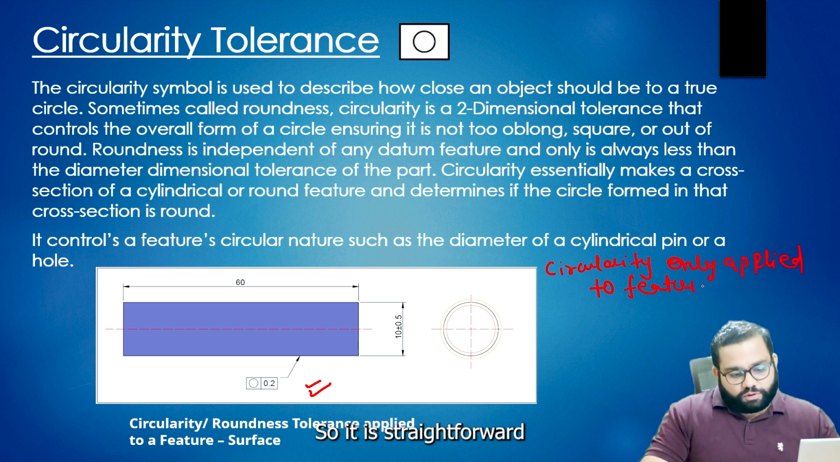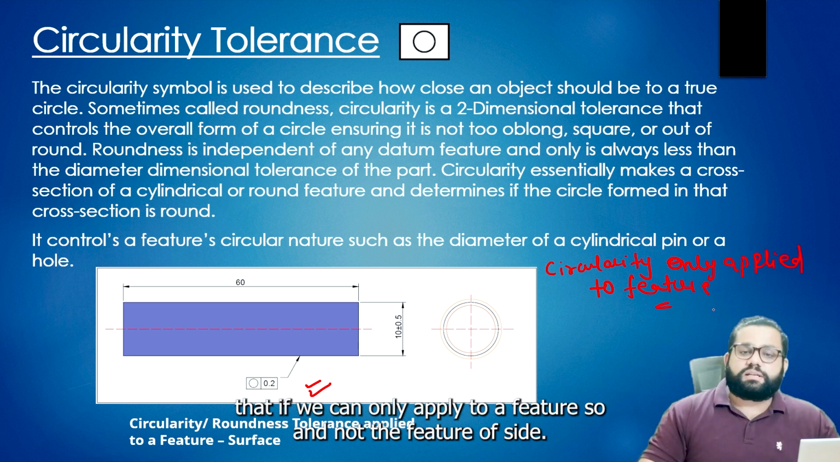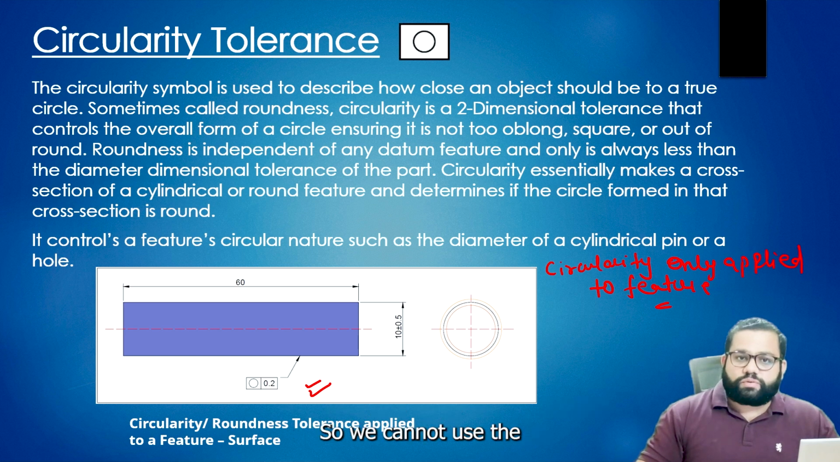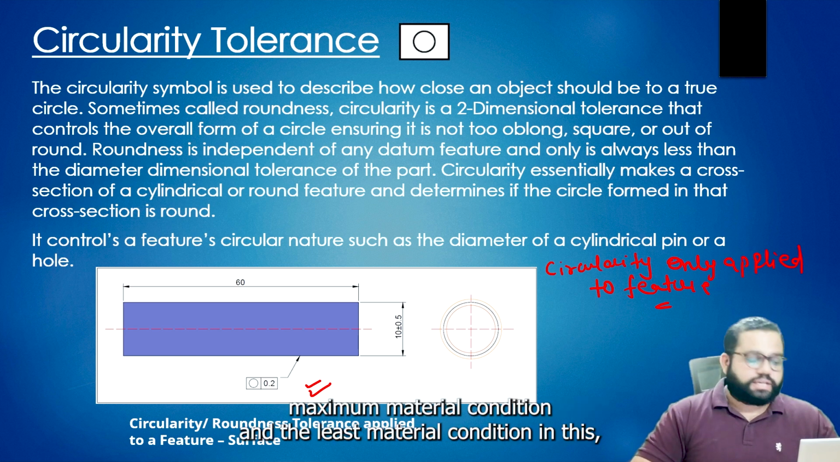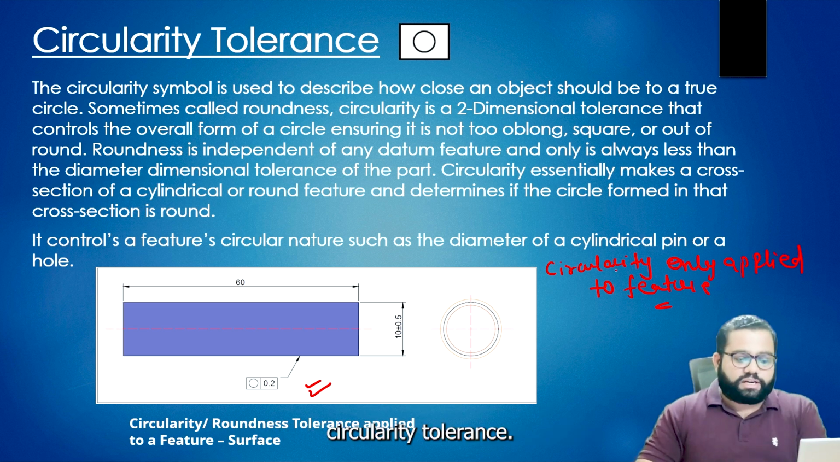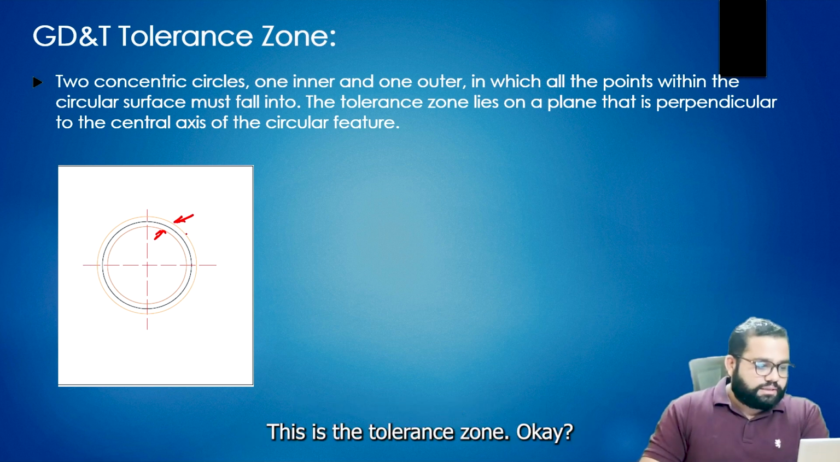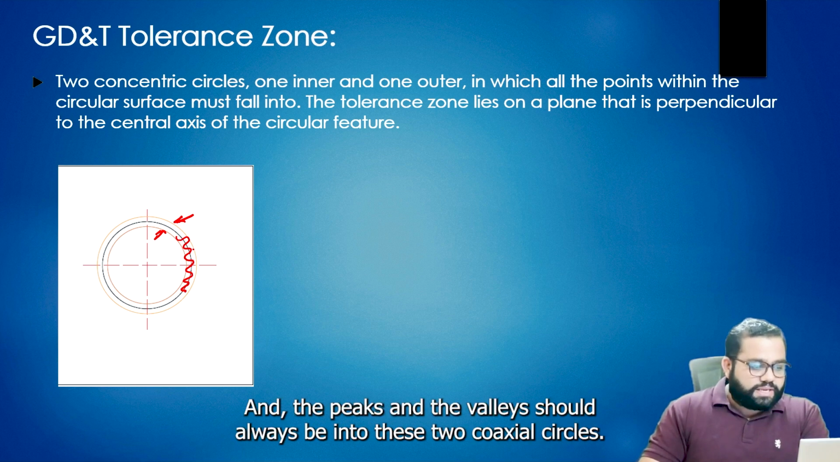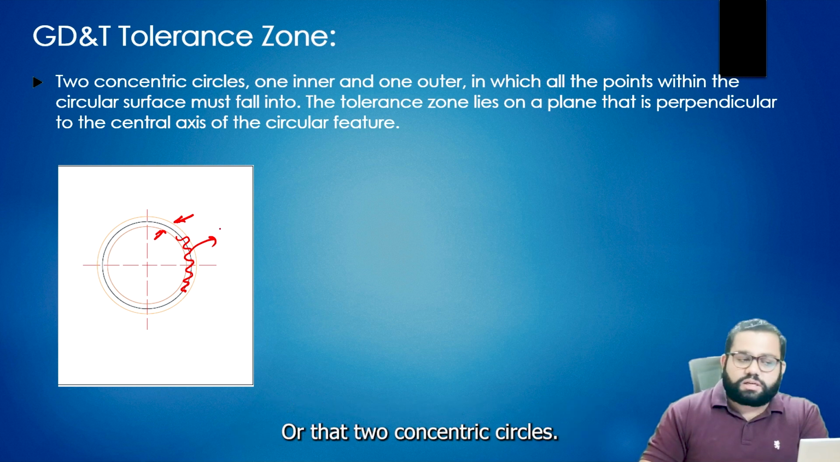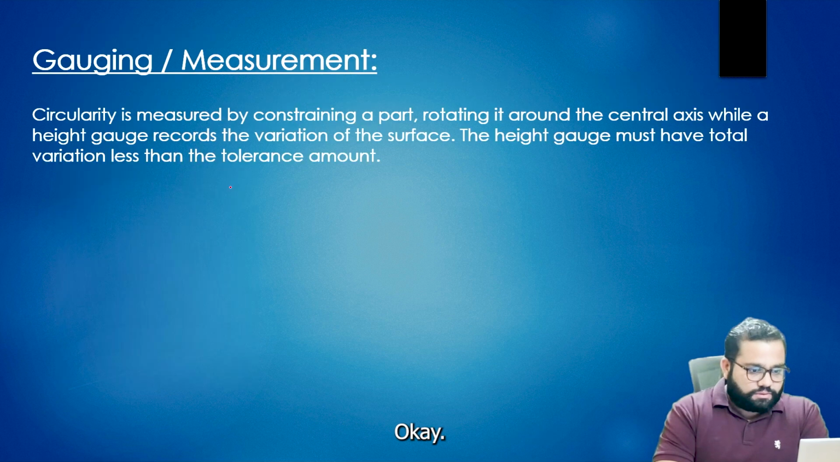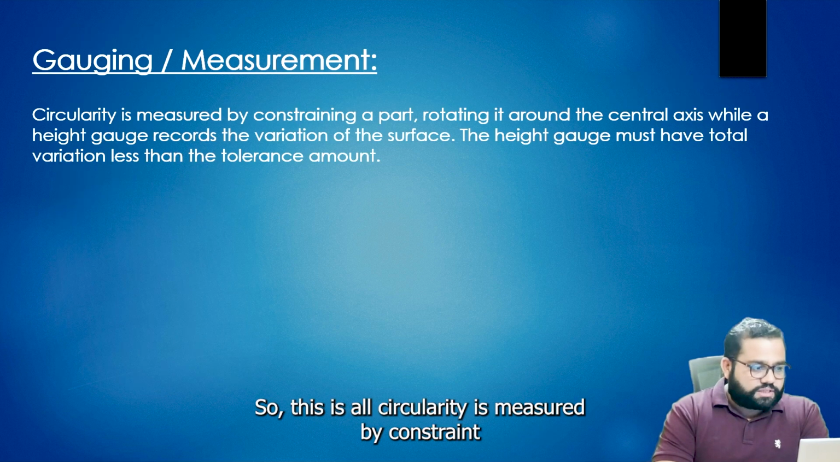So it is straightforward that since we can only apply it to a feature, and not a feature of size, we cannot use the maximum material condition and the least material condition with the circularity tolerance. As I've already told you about the two coaxial circles, this is the tolerance zone, and the peaks and the valleys should always be within these two coaxial or concentric circles.